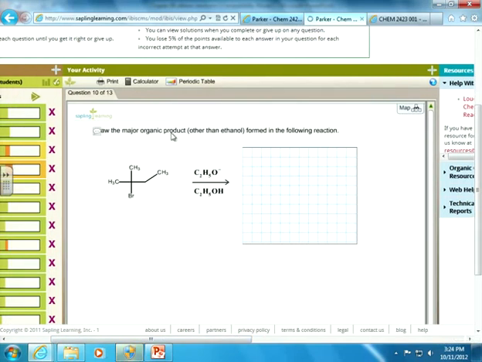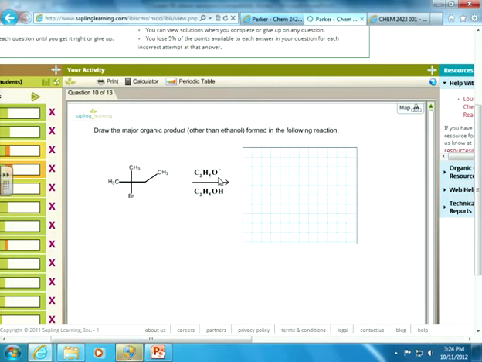Draw the major organic product formed in this reaction. Okay, so chapter 7, pretty much you're going to have an E1 or an E2. So we need to decide, is this E1 or E2? E2, why? There's a negative in there. Then you need to decide, is this bulky or not bulky? Not bulky.